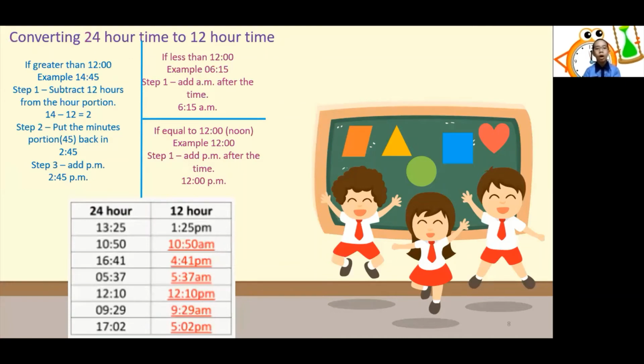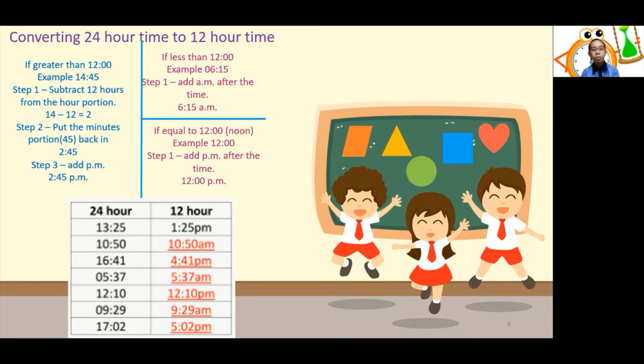Converting from 24-hour to 12-hour. If it is greater than 12 hours, an example is 14:45. Step 1 is to subtract 12 hours from the hour portion. 14 minus 12 is 2. Step 2 is to put the portion 45 back into the number, which is 2:45. Step 3 is to add PM. PM 2:45.